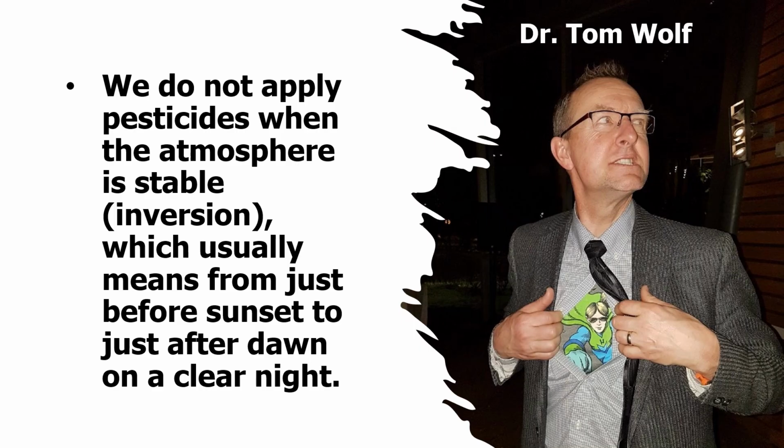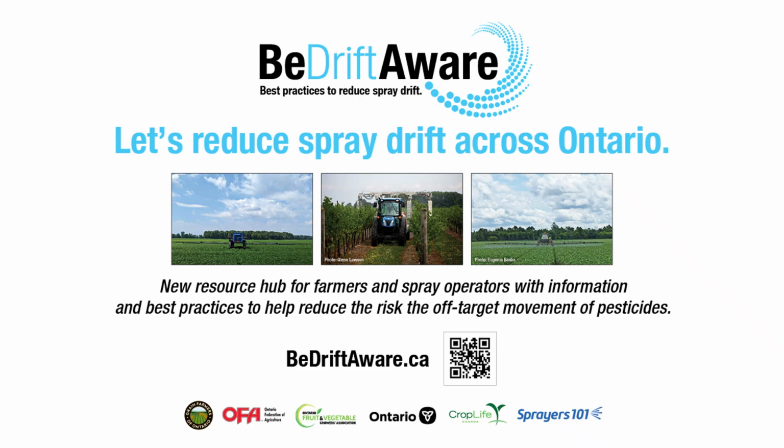And I don't care if it's volatility or particle drift, don't apply pesticides when the atmosphere is stable. That's an inversion. That usually means from just before sunset in the evening till just after dawn, and it tends to occur on clear nights.